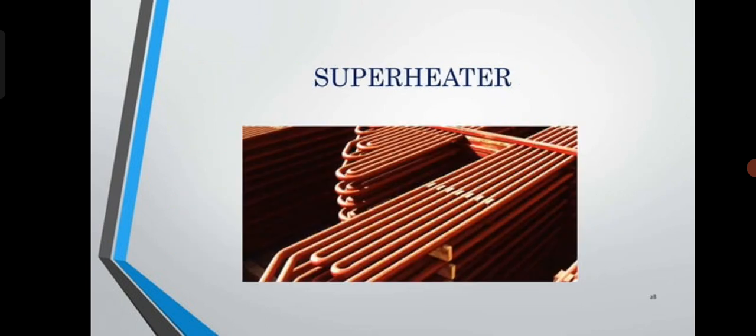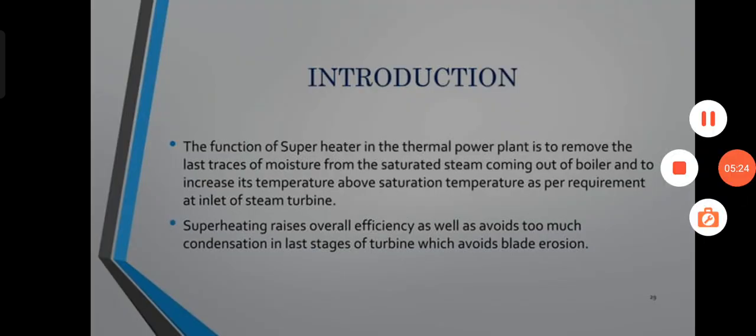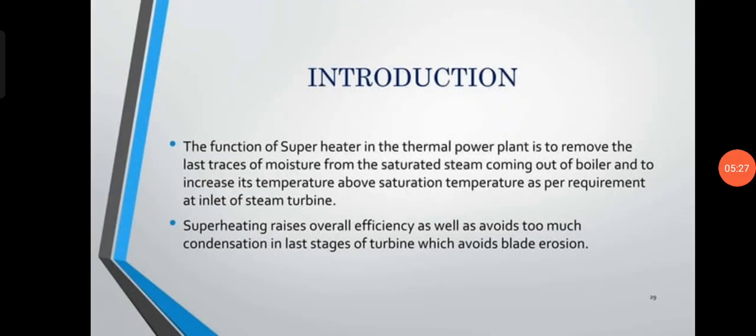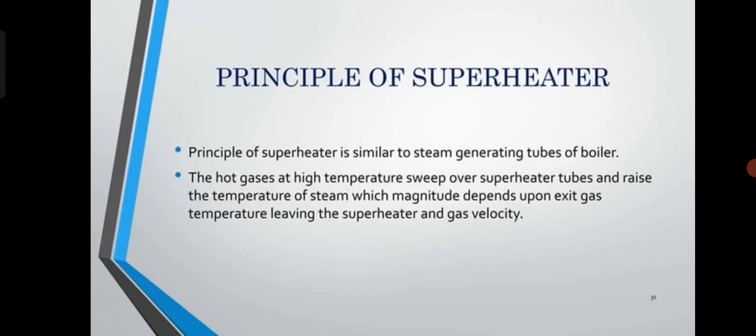And the third one is the superheater. The function of the superheater in the thermal power plant is to remove the last trace of moisture from the saturated steam coming out of the boiler and increase its temperature above saturation temperature as per requirement at the inlet of the steam turbine. Superheating raises overall efficiency as well as avoids too much condensation in the last stage of the turbine, which avoids blade erosion.